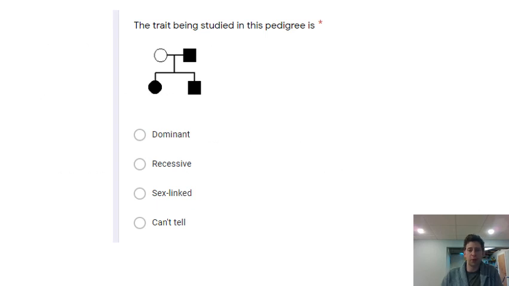Overall, you guys did pretty well on this. There were a few questions that a lot of students got wrong that I do want to discuss. This question: the trait being studied in this pedigree is blank. Can't tell, because you could make Punnett squares where this trait is recessive, so homozygous recessive, heterozygous, and then both offspring are homozygous recessive. That could happen. Or if this was a dominant trait, this individual could be homozygous dominant, homozygous recessive, both offspring would be heterozygous. So obviously this could be both a dominant or recessive trait. You really can't tell.